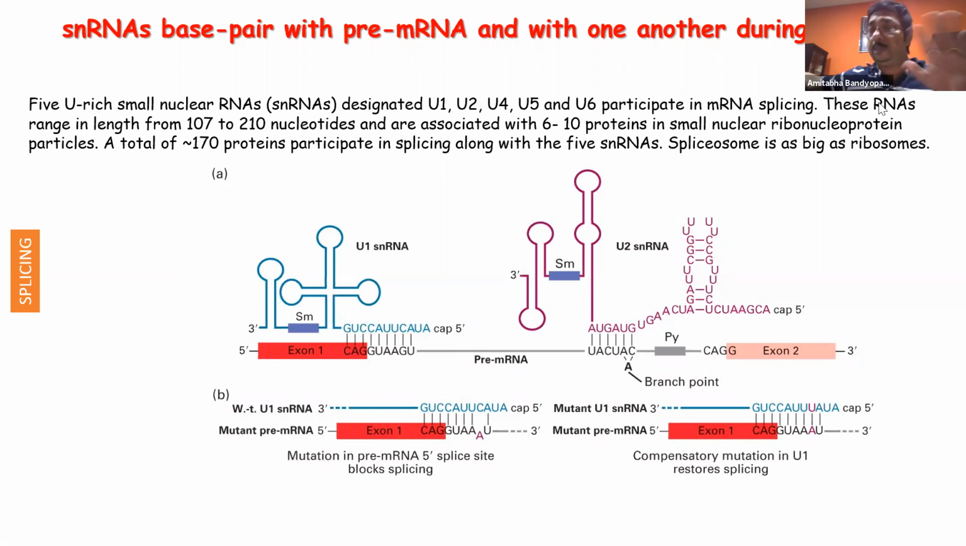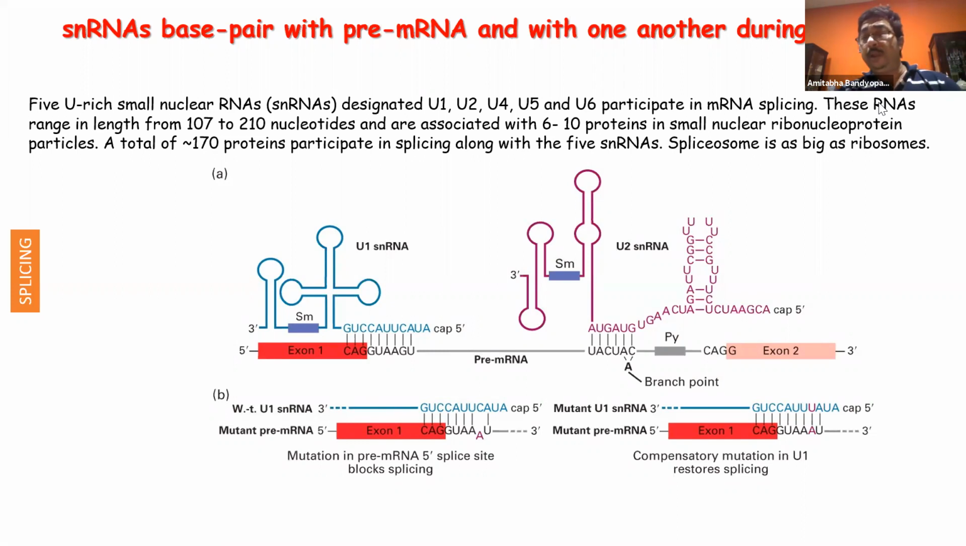There are other specific splicing factors which are not ribonucleoproteins. These are ribonucleoproteins. And the small nuclear RNAs are typically 107 to 210 nucleotides long. They are associated with proteins, so this is a ribonucleoprotein complex. The spliceosome complex is almost as big as the ribosomes. These ribonucleoprotein complexes recognize different components of the mRNA for the splicing to happen.